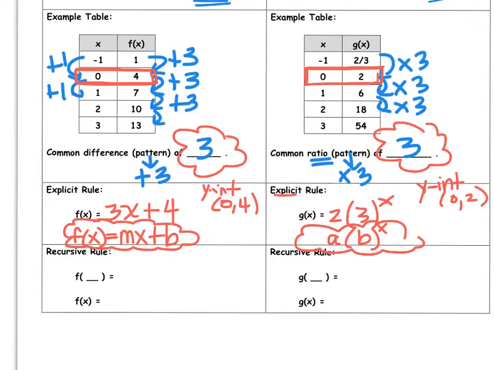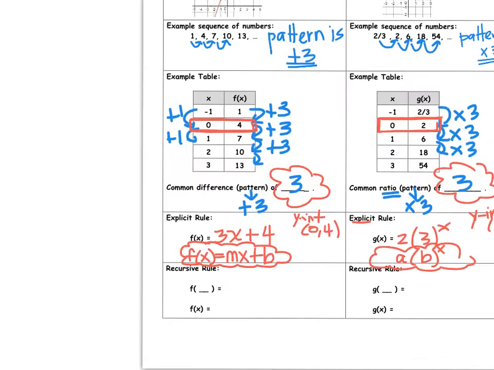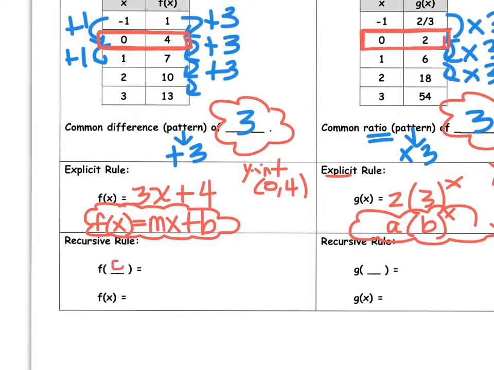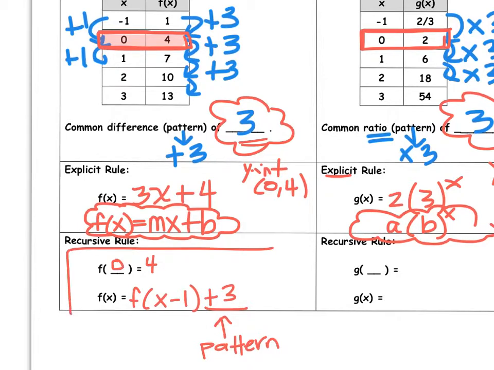All right, so now we're going to write a recursive rule for both. I'm going to do the recursive rule for my linear first. For my linear, it always starts like this: f of 0, and I go to my table and put the point that goes with 0, which is 0, 4. So f of 0 equals 4, and then I write f of x equals f of x minus 1, and what comes next is the pattern. So I'm going to write my pattern, which is add 3, plus 3. These together are my recursive rule.